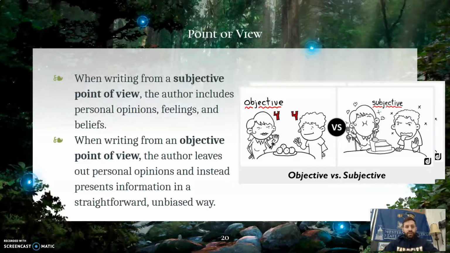In terms of objective and subjective, when writing from a subjective point of view, the author includes personal opinions, feelings, and beliefs. When writing from an objective point of view, the author leaves out personal opinions and instead presents information in a straightforward, unbiased way. For example, in this little comic here, we see that in an objective point of view, both characters agree that there are 4 oranges. This is a fact, right? There's no opinion here. But in a subjective point of view, you have one person who loves this cake, the other one thinks it's disgusting. It's just their opinion.